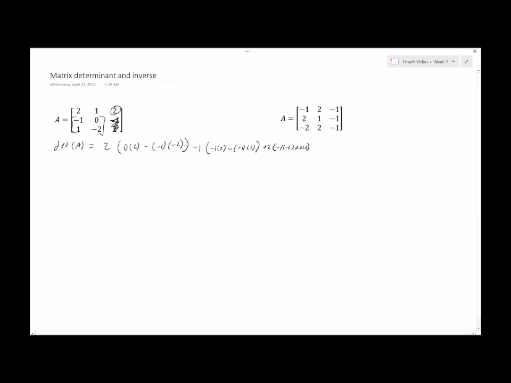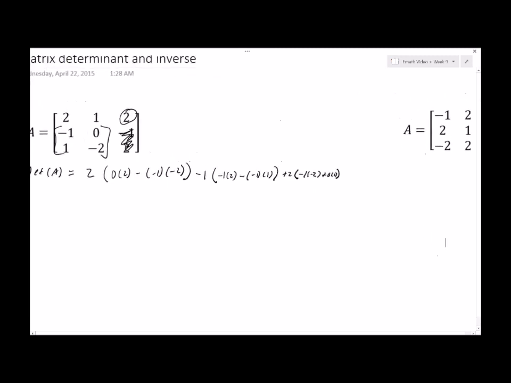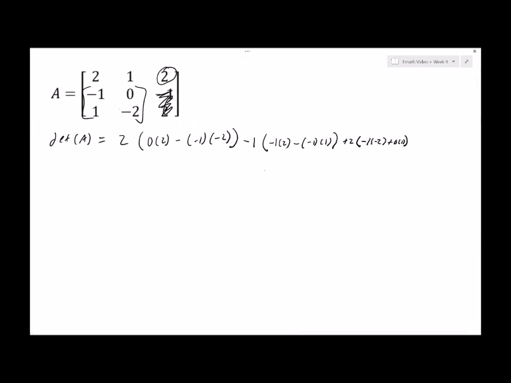We've got to make this a little smaller. Sweet. So now that's our determinant.